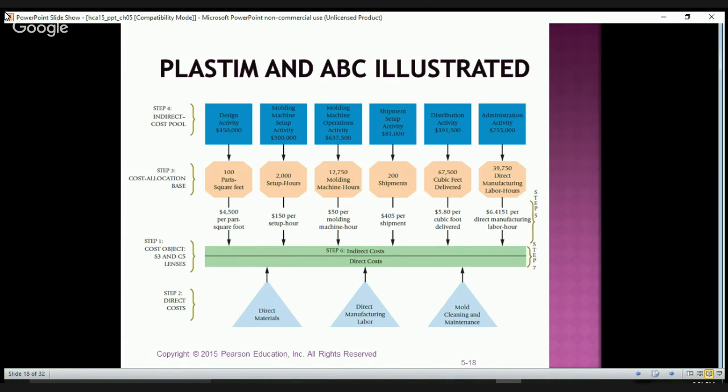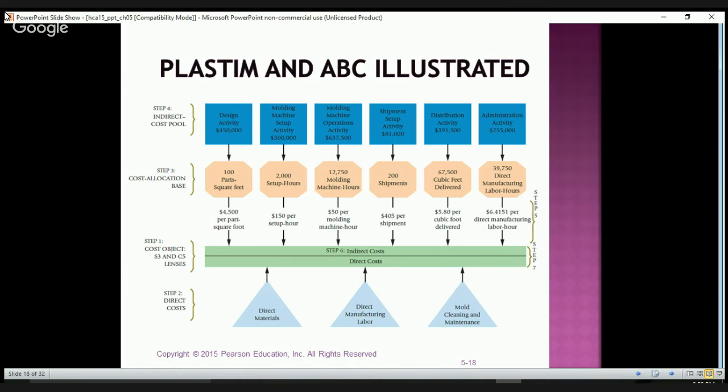So in this particular example, they have identified 6 cost pools. We have design activities, and they allocated $450,000 to that. Molding machine setup activities, and that's $300,000. Molding machine operation activities, and that's $637,500. Shipment setup activities, which is $81,000, distribution activities, $391,500, and finally administration activities at $255,000.